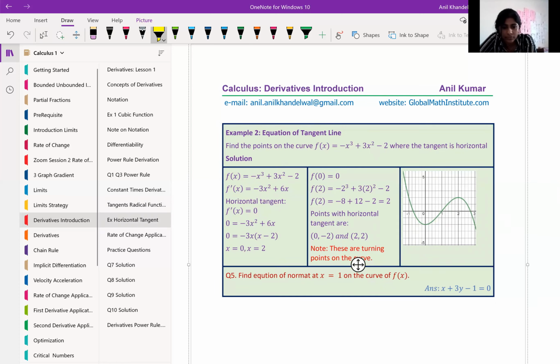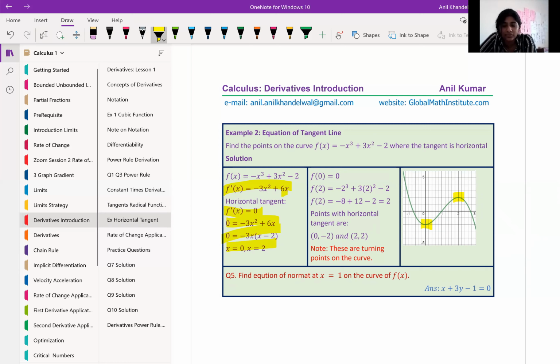0, perfect. So just write the derivative, which will be minus 3 times x squared, plus 3 times 2 is 6, 6x. And equate f dash x to 0, solve for x. We get two values, x equals 0 and 2. So you get both the answers. These are the values of x, 0 and 2, where you have a horizontal tangent. And these are also turning points. Get the idea?